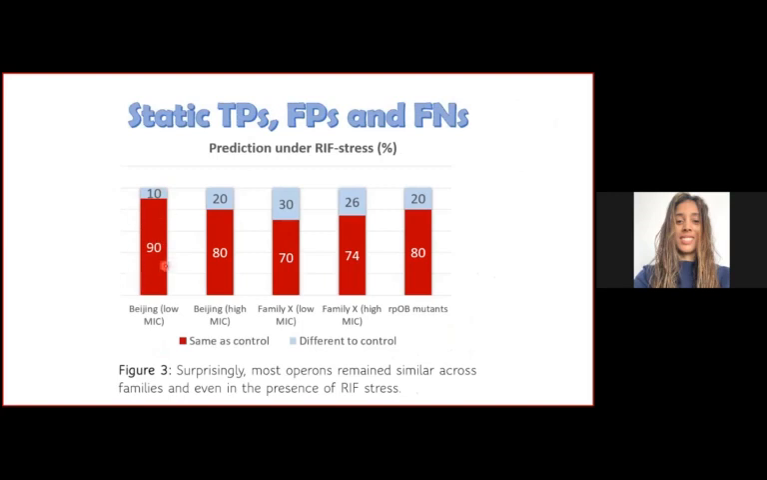So here, we compared the operons that were predicted under control, so untreated conditions, and then we looked at how they changed under rift stress, but within each lineage. And then you can see here 90% of the operons actually didn't change under rift stress. And even the ones that were the most readily modulated, only 30% of them actually were different under rift stress. So there was quite a bit of resistance to change.